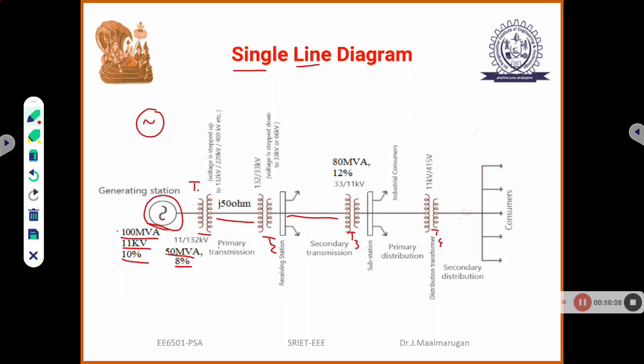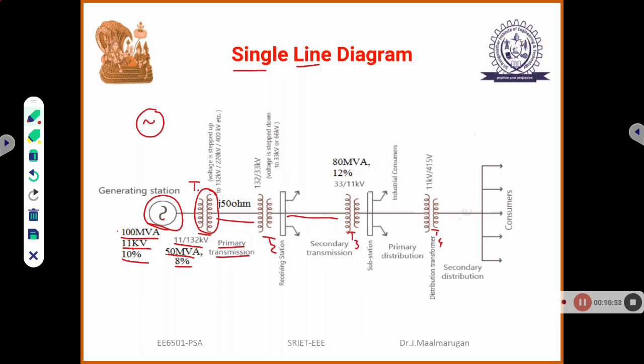Here is the primary transmission. The key point is that the generator is always connected with a step-up transformer. Assume this is Neyveli or another generating unit, or Kalpakkam, any generating unit. Here 11 kV generation, you can see 11 by 132 kV. This one is the step-up transformer, which steps up 11 kV to 132 kV.